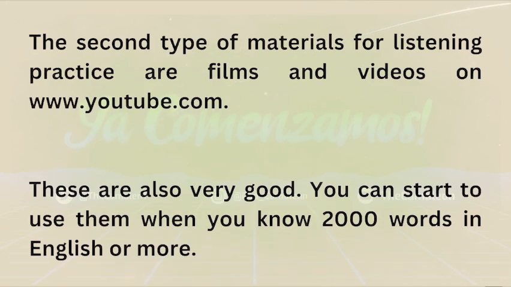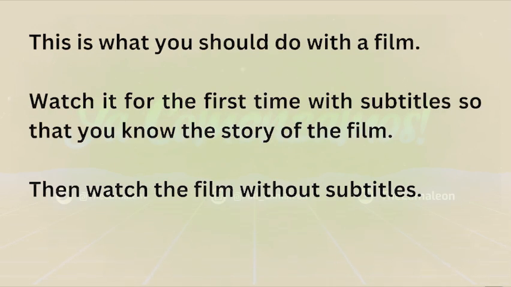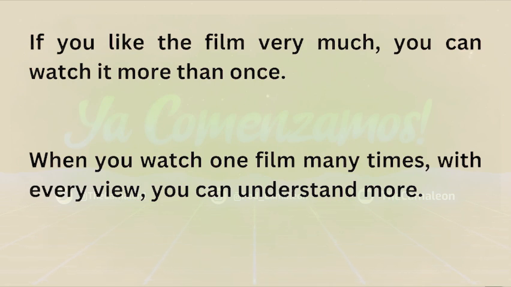The second type of materials for listening practice are films and videos on www.youtube.com. These are also very good. You can start to use them when you know 2,000 words in English or more. This is what you should do with a film. Watch it for the first time with subtitles so that you know the story of the film. Then watch the film without subtitles. If you like the film very much, you can watch it more than once. When you watch one film many times, with every view you can understand more.